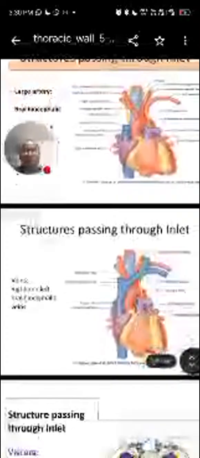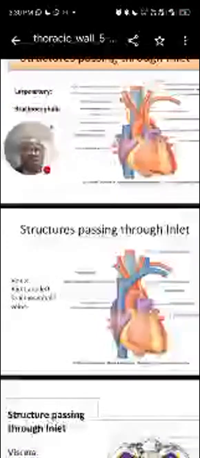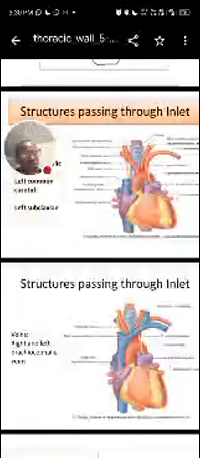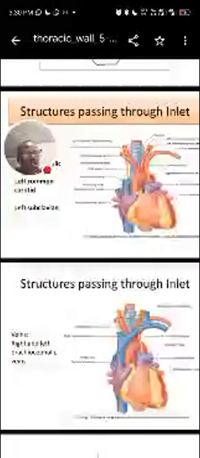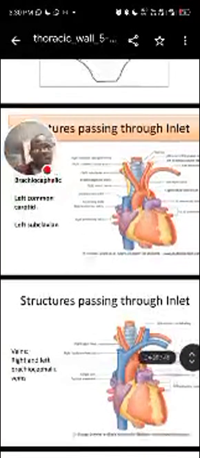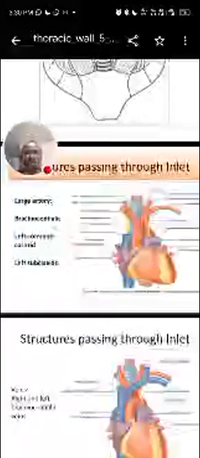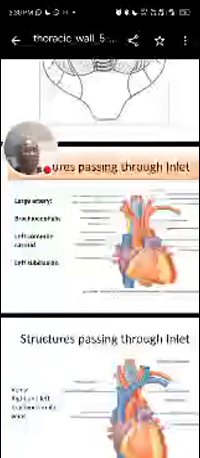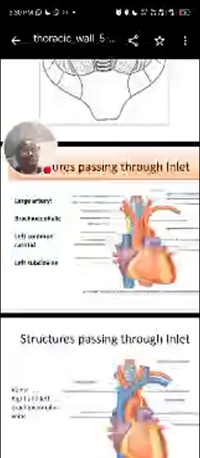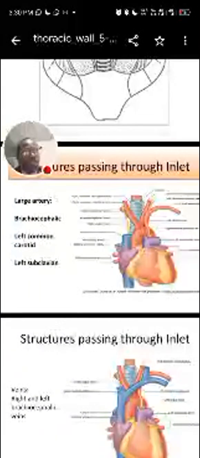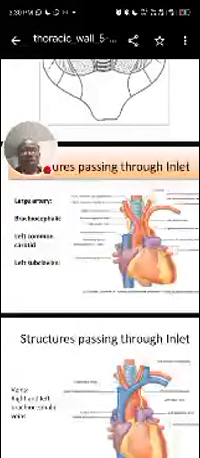Moving away from there, we have structures passing through the inlet. First is the artery, second one is the vein. So you can even say first is vein, second one is artery. If you have the BSC, S is for subclavian, left subclavian, B is for brachiocephalic, and C is the common carotid artery.